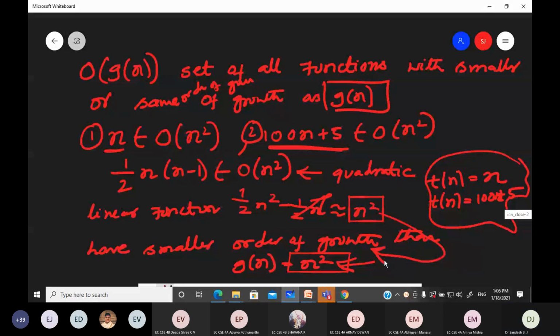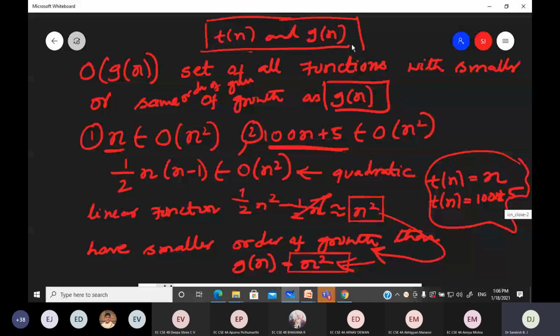Okay. Further we will discuss asymptotic notation using our functions t of n and g of n. I'll show you big O, omega and theta notation, and the formal definitions of these we are also going to discuss in the next class.